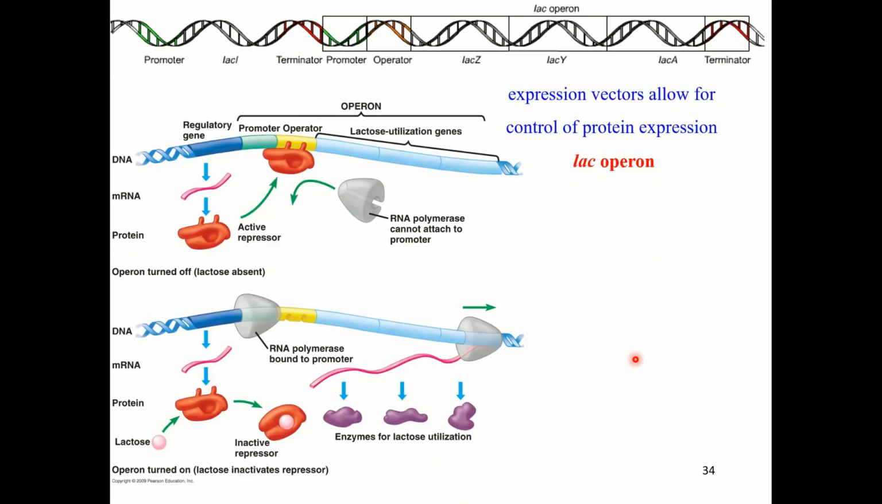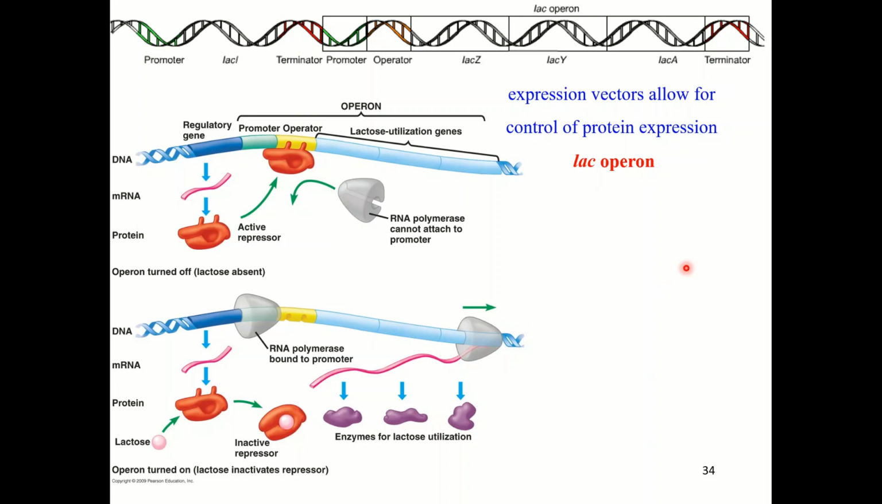What we do in engineered plasmids is use the LAC-I gene, and the promoter and operator sequences. Then you can envision that, instead of the LAC-Z, LAC-Y, and LAC-A genes, you put the gene of interest that you're trying to express in there. Now you have a way to control the timing of that expression. You can just add lactose to the culture, that will remove the repressor, and then you can start expressing your gene.